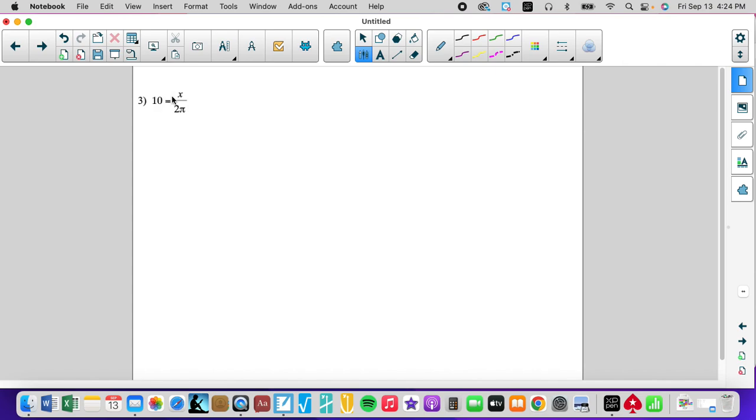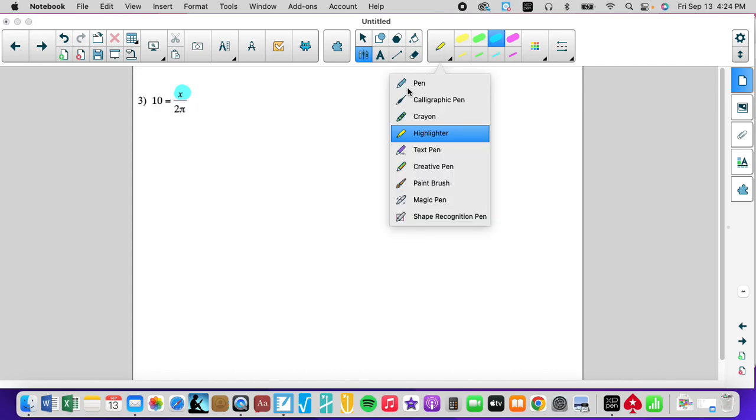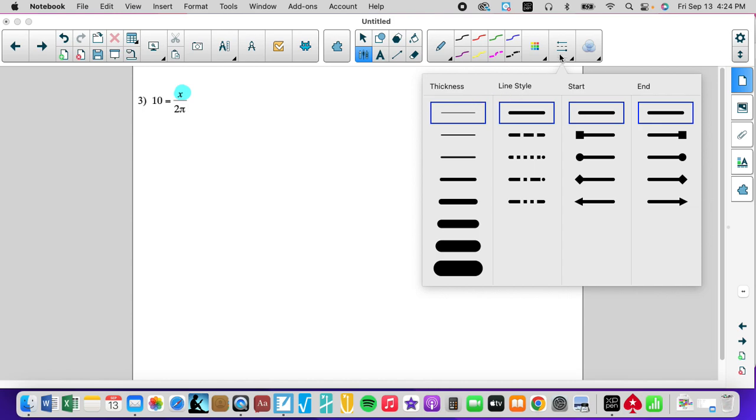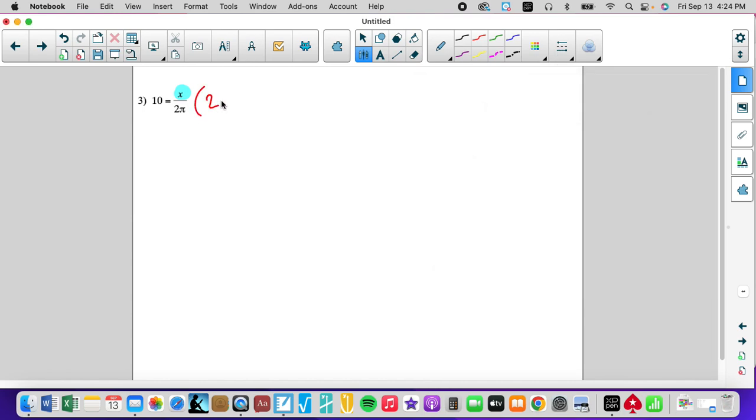Here we have 10 equals x over 2 pi. We're still trying to isolate my variable, which is x. Pi is not a variable. Pi is a symbol. It represents a numeric value. So that is not a variable. What's happening to my variable is being divided by 2 pi. So the inverse of dividing by 2 pi is multiplying by 2 pi, and multiplying both sides by 2 pi.